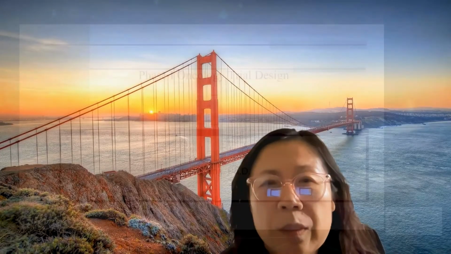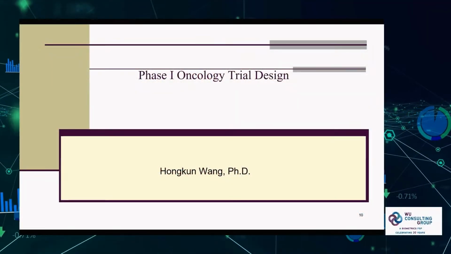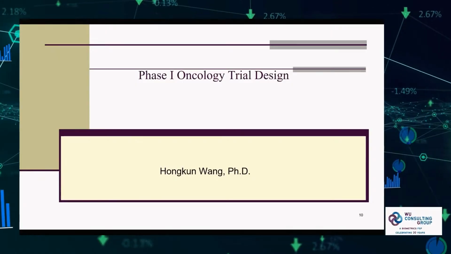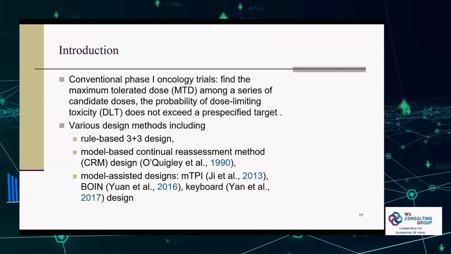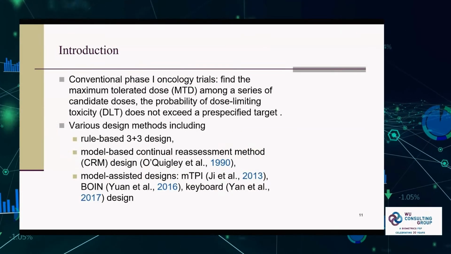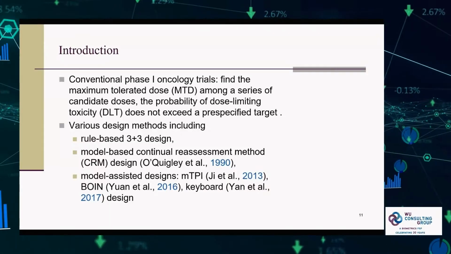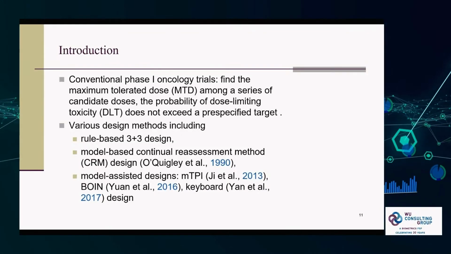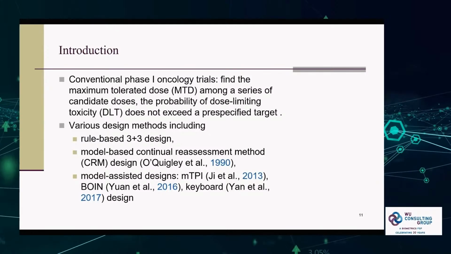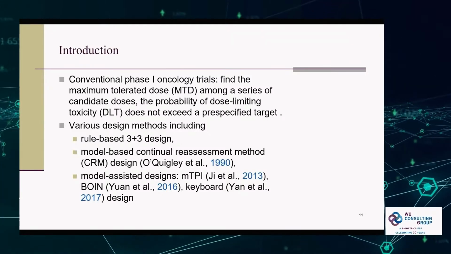So today I will basically talk about phase 1 oncology trial design based on my experience. So we know for the phase 1 trial design, based on different disease areas, the methods and approaches will all be different. It really depends on the disease area.